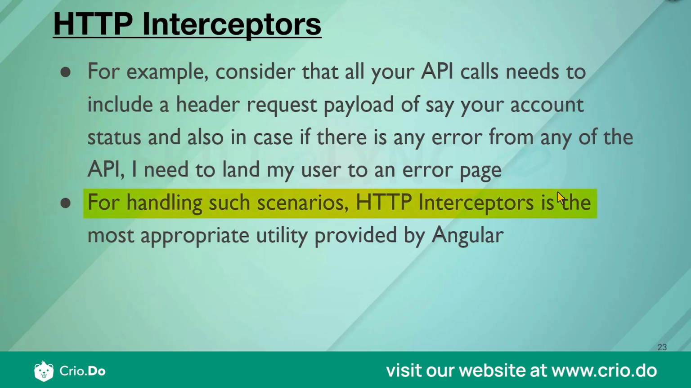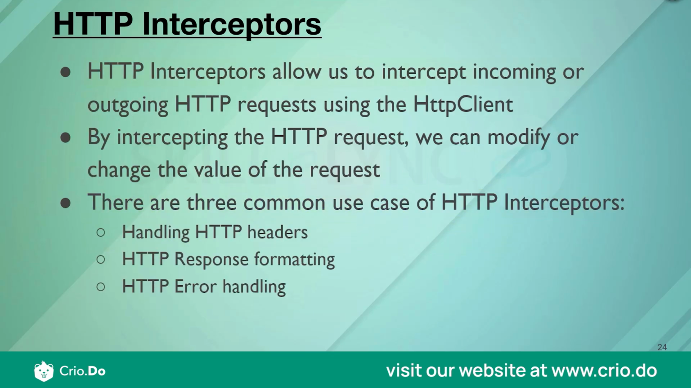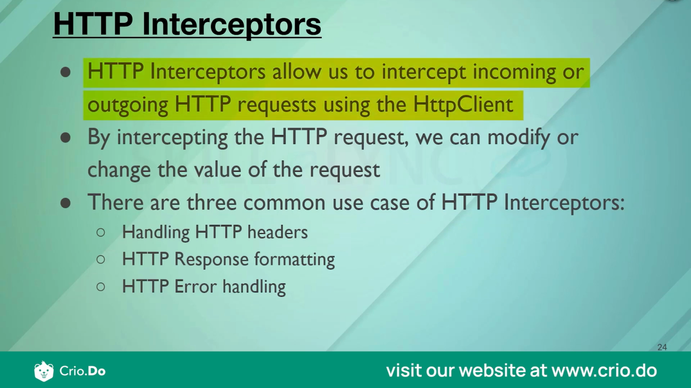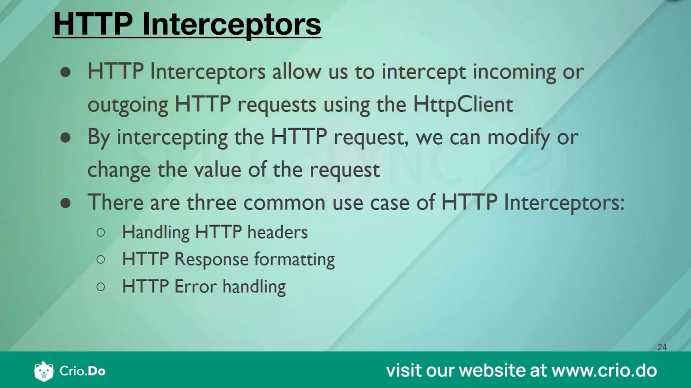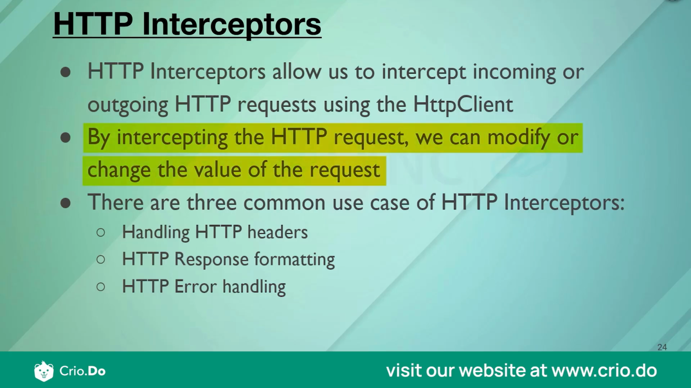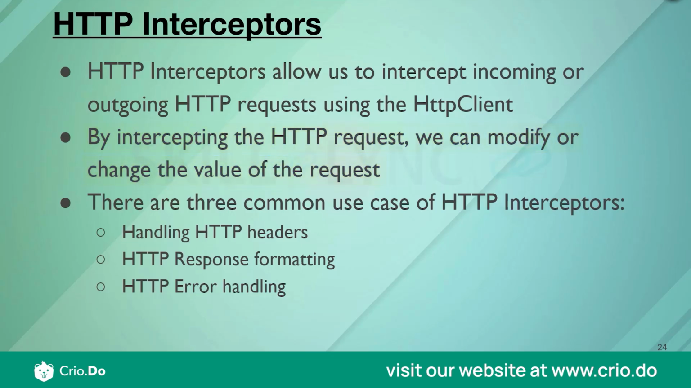For such scenarios, we have HTTP interceptors, and that is the most appropriate utility for handling this. An HTTP interceptor allows us to intercept incoming or outgoing HTTP requests when we are using HttpClient. That is very important. As we saw earlier, we make API calls using HttpClient, so only when you use HttpClient will you be able to use an HTTP interceptor. By intercepting the HTTP request, we have the ability to modify or change the value of both request and response, right?